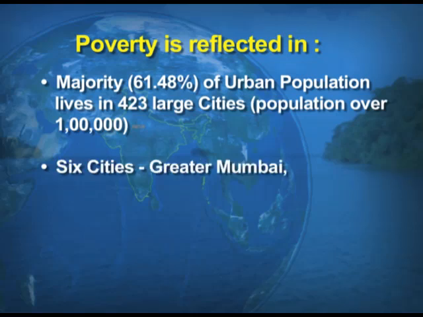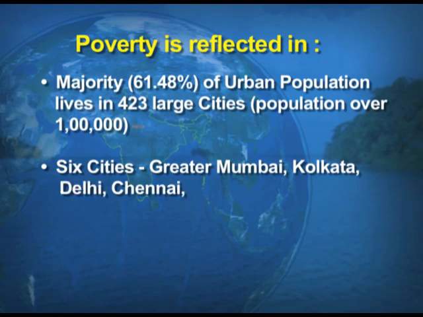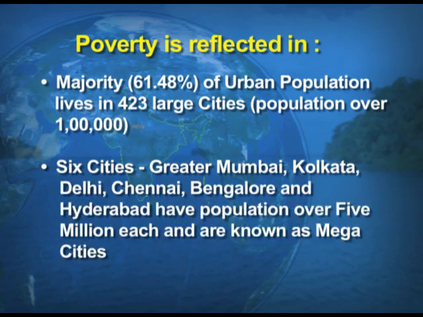There are 6 cities: Greater Bombay, Calcutta, Delhi, Chennai, Bangalore, Hyderabad, where the population is over 5 million. These cities are also known as mega cities. In 1901, when the first formal census was conducted, there was only one metropolitan town in the country, and that was Calcutta. From 1911 to 1941, only one more was added, and that was Mumbai. So, till 1941, there were only 2 such cities.